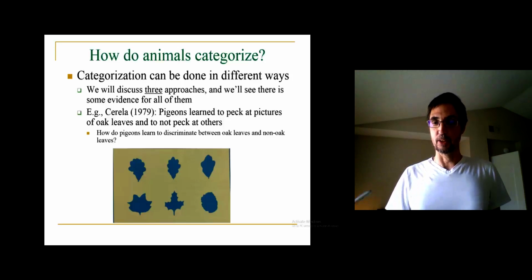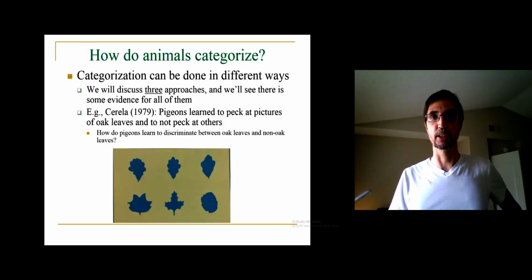So this is a categorization task. They're categorizing different types of patterns. And the question is, how do they do so? The different theories of categorization would explain it in different ways.